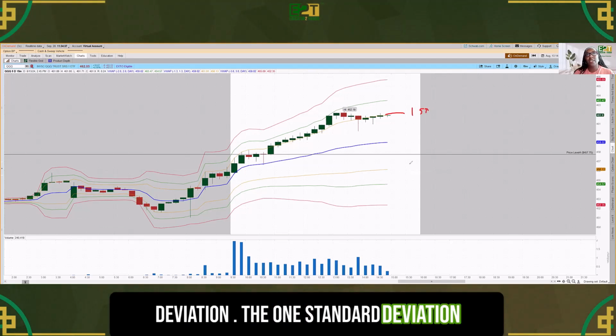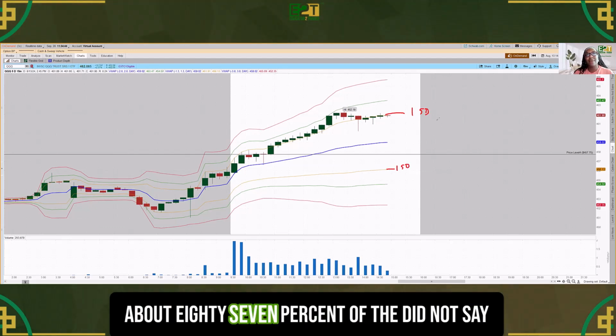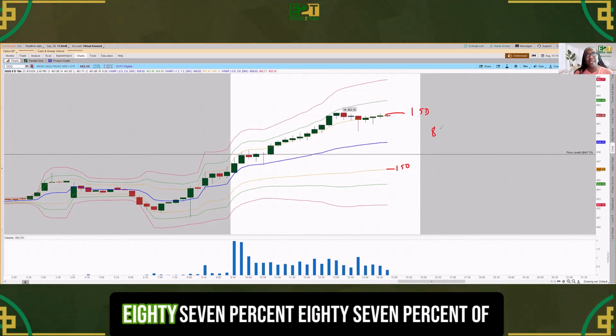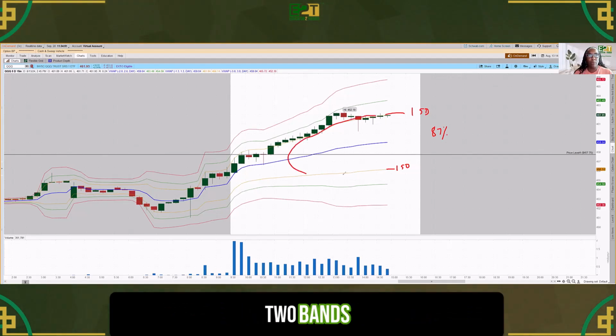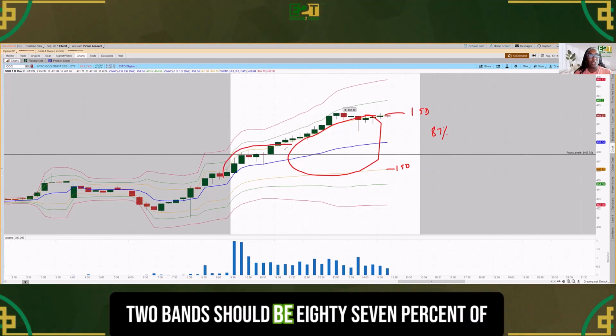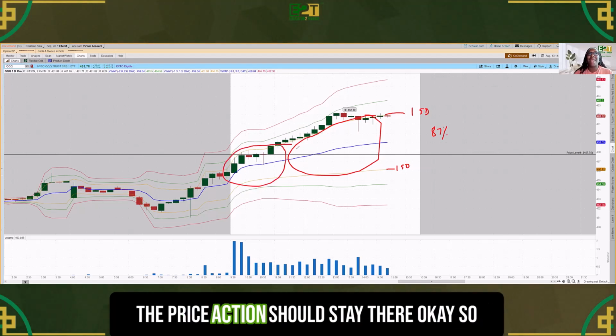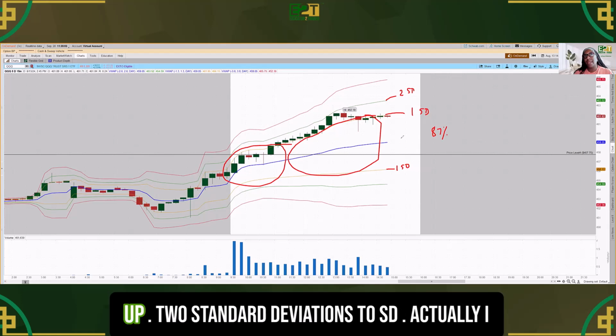The one standard deviation between here and here is going to keep about 87% of the, didn't I say 87%? 87% of the price action should stay between these two bands as we go forward, okay? So the two standard deviations is the next band up.